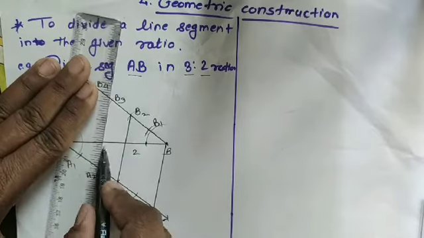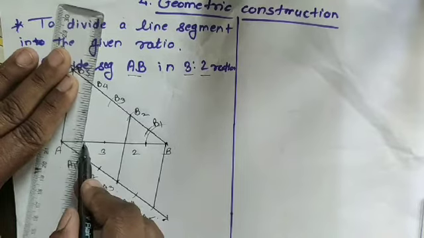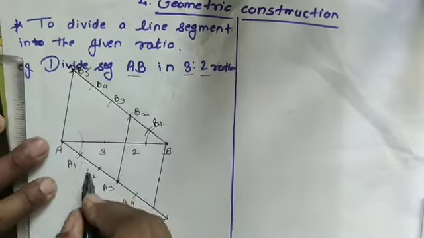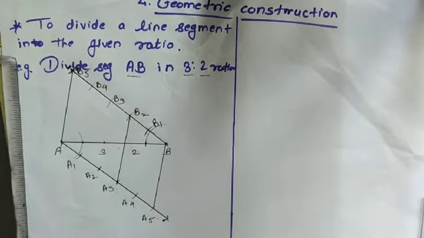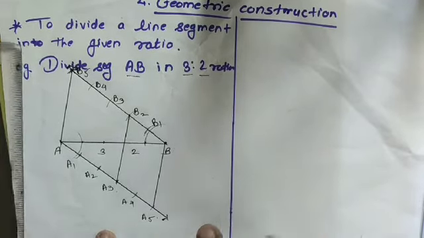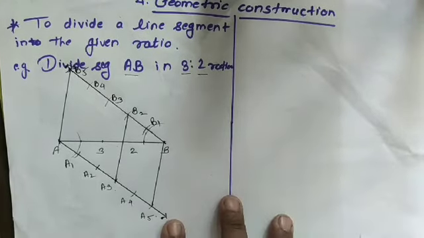So here you see the construction that I divided into how many parts? That is 5. Total 5 parts are there, and this is 3 parts, and this one is the 2 parts. So this is one method. Otherwise, one more method is there that I will show you.